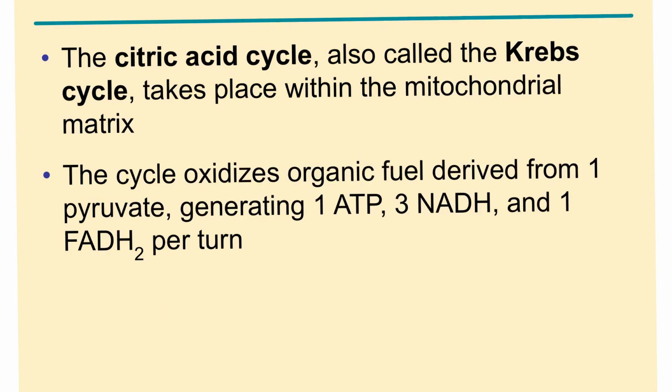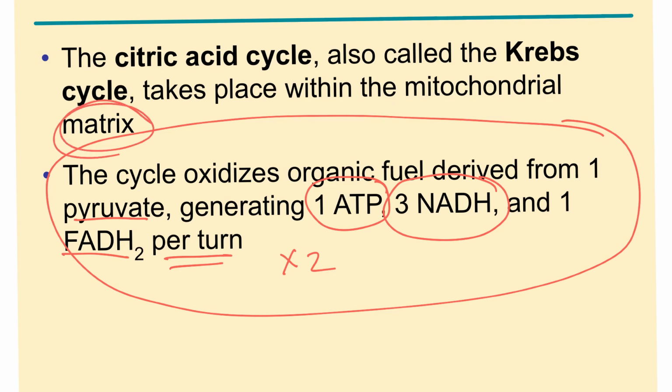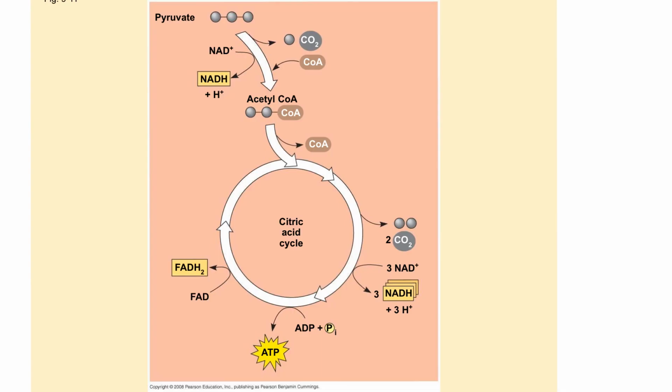At this point, this is now going to produce a bunch of things for me. So 1 pyruvate is going to produce 1 ATP, 3 NADHs, and 1 FADH2 per turn. And remember, this is going to be times 2 because I make 2 pyruvates per glucose. And this is all happening in the matrix.